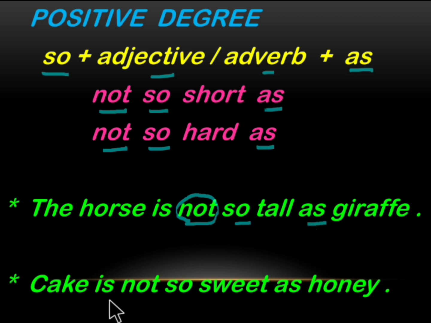Next sentence, cake is not so sweet as honey. Again, cake is not. So this not is the negative word. So we use so, sweet as. So if the sentence is positive, we use as adjective as. If the sentence is negative, that is if the word not appears in the sentence, we use so adjective as. So this is the positive degree.